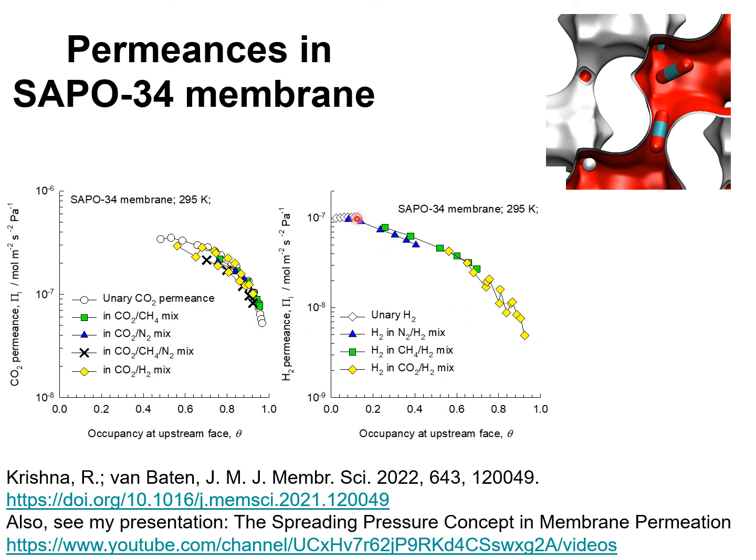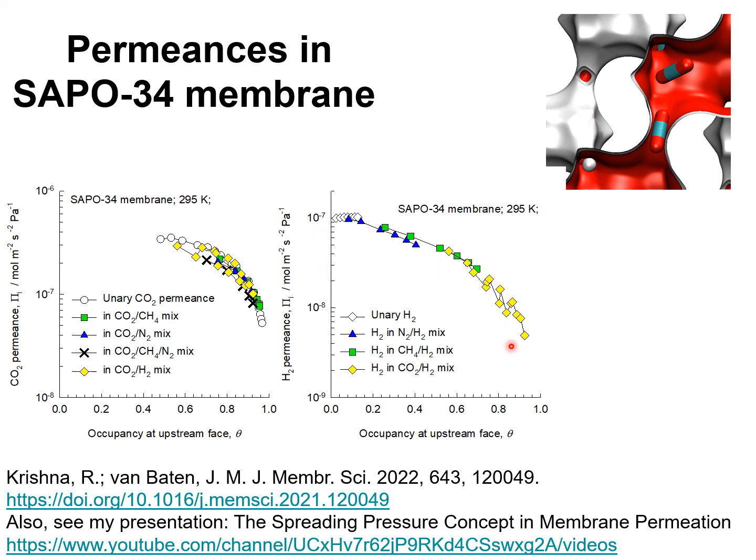This is the data. The open symbols represent the unary permeance of hydrogen, and the blue triangles show the permeance of hydrogen in mixtures with nitrogen. The green squares represent the permeance of hydrogen in mixtures with methane. The yellow diamonds show the permeance of hydrogen in mixtures with CO2.